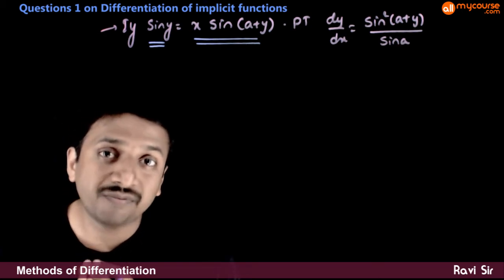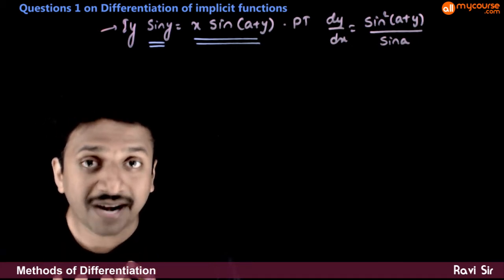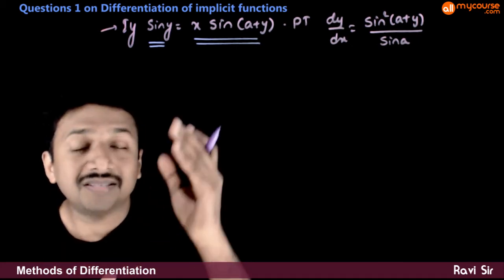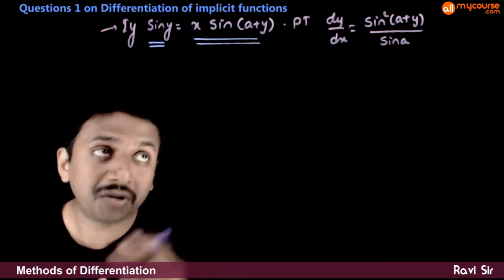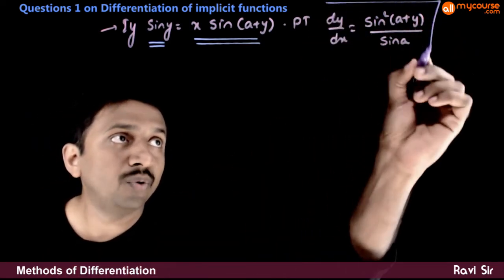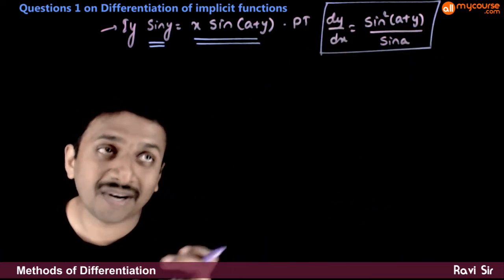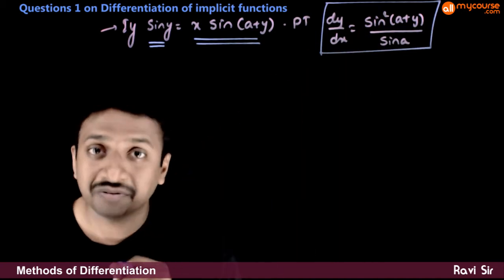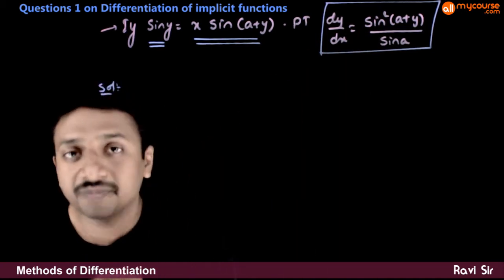You're not asked to find dy by dx. If you were asked to find dy by dx, you can just find it and leave it in whatever form you get. But you're asked to prove that dy by dx is this expression. It means you have to take dy by dx till this expression. So you have to be more careful in these types of questions.